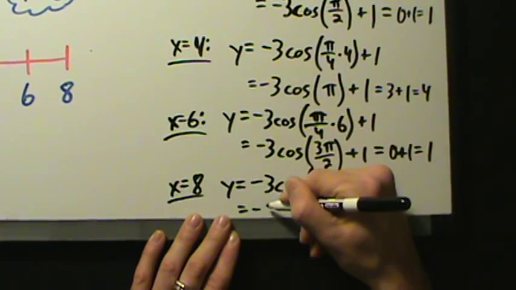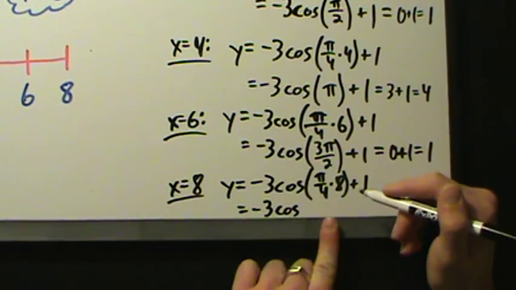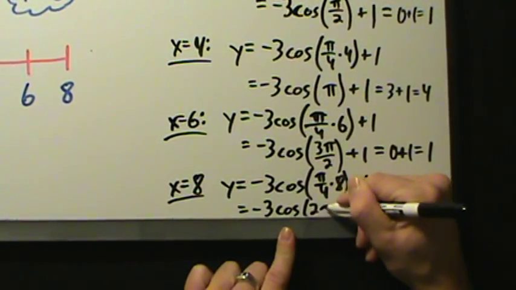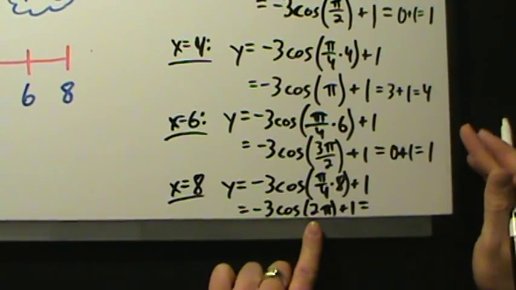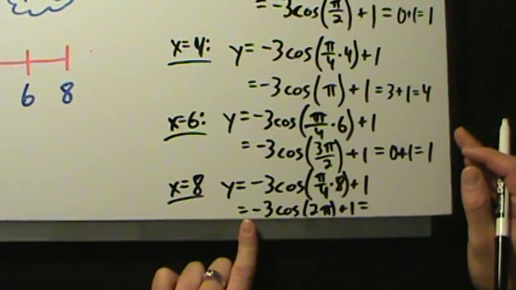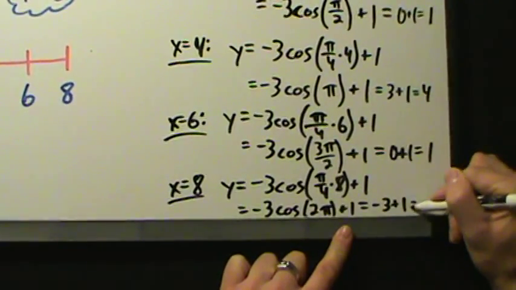okay, which becomes negative 3 times the cosine of 8 pi over 4, which simplifies to 2 pi, so that's cosine of 2 pi, and then plus 1. Cosine of 2 pi is positive 1, so negative 3 times 1 is negative 3. So we have negative 3 plus 1, which is negative 2.